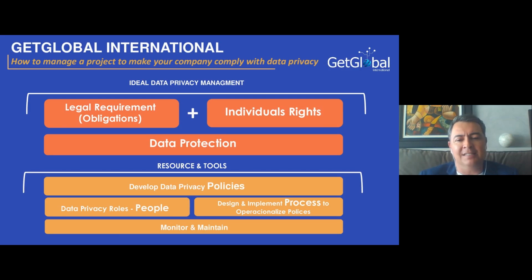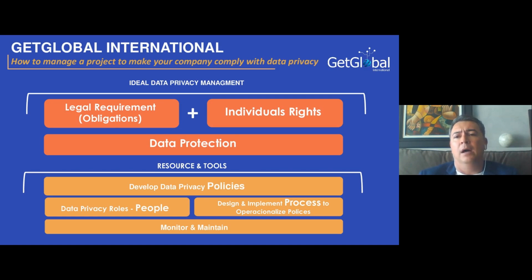By saying that, the second thing that we need to think about is the process. We need to design and implement the process that will operationalize the policy. And those processes need to be stipulated in the policy as well. So the policy is the document where you are going to define the people's roles, and we will also define the process that these people will have to follow.